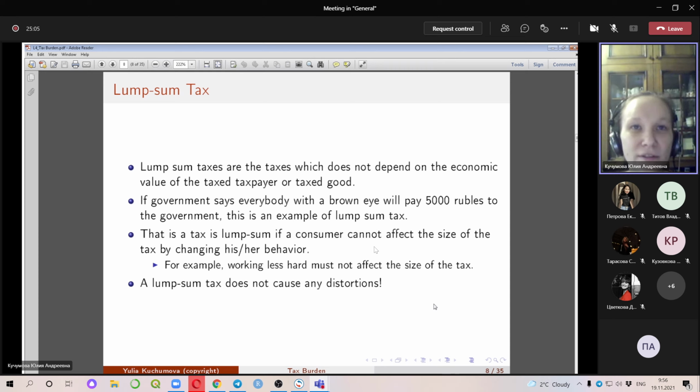In practice, there are only distortional taxes. Lump sum tax exists only in theory. But it's very important for us to have this benchmark, to later compare all other taxes to that ideal lump sum tax.